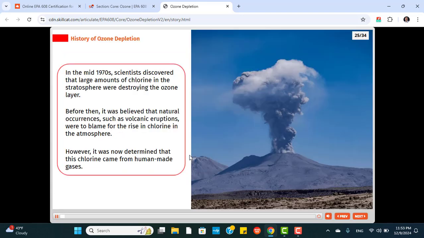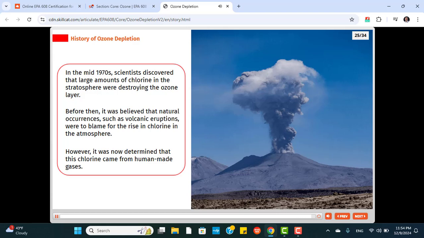In the mid-1970s, scientists discovered that large amounts of chlorine in the stratosphere were destroying the ozone layer. Before then, it was believed that natural occurrences, such as volcanic eruptions, were to blame for the rise in chlorine in the atmosphere. However, it was now determined that this chlorine came from human-made gases.